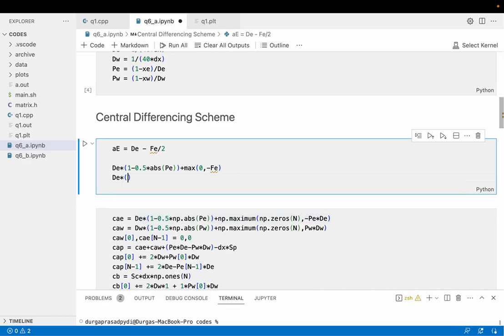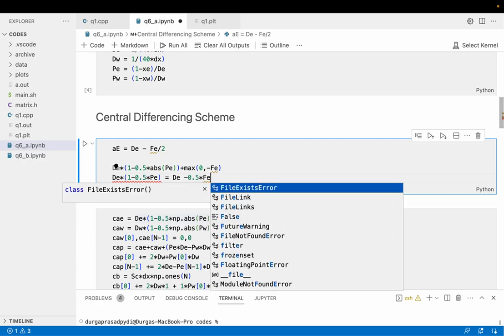So this becomes DE times 1 minus absolute of PE. PE, the Peclet number, is positive, so it will be 0.5 times PE. Since FE is positive, we don't have the second term. So if we expand this, you have DE minus half into DE times PE, which is your FE. So this is what you will be left with, and this is the same as your previous expression, DE minus FE by 2.